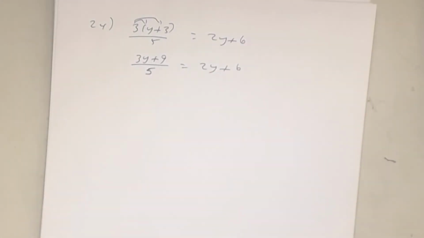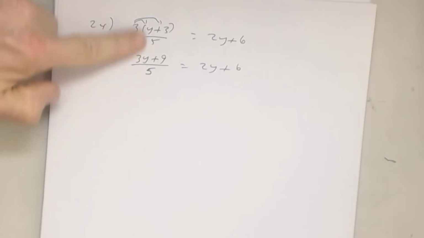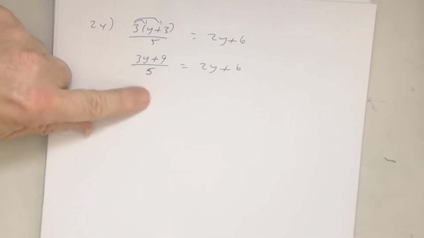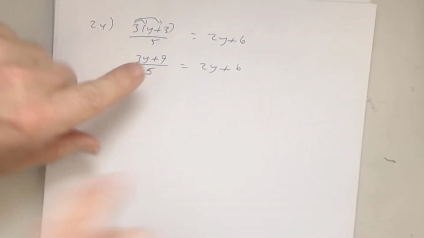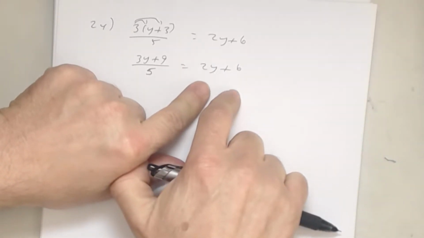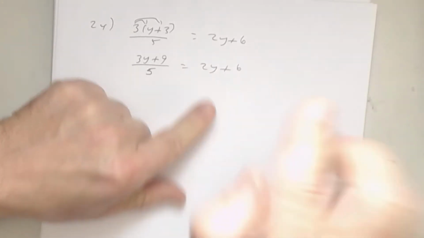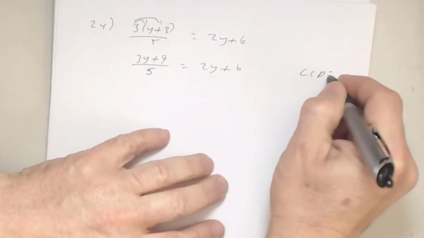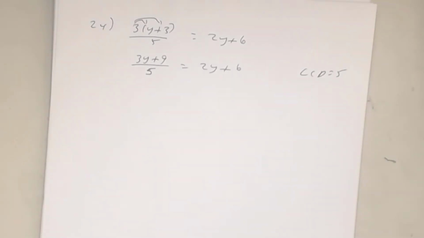All right. Now if you look at this, I have one fraction here, you see that? And what's that denominator? 5. Over here, I have two terms, and each one has what denominator? 1. So what's the LCD? 5. So the LCD is 5. Now once I find the LCD, I'm going to multiply both sides by it. Now remember what we just said.